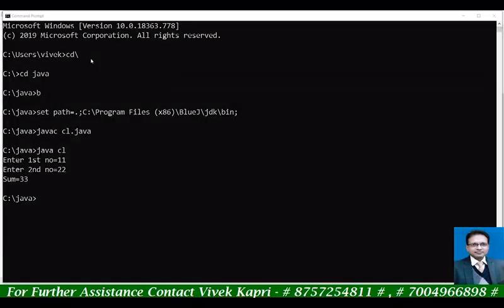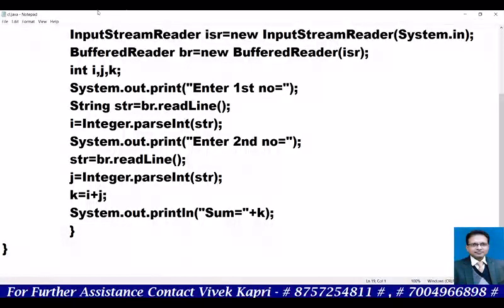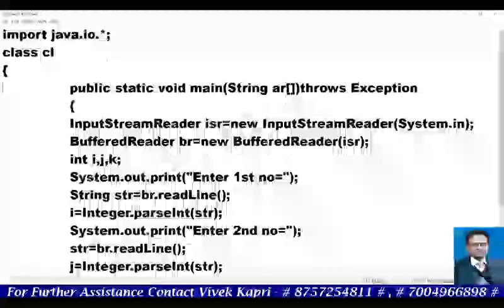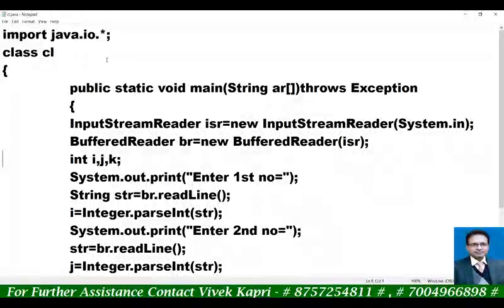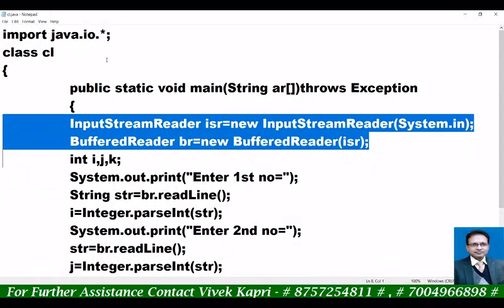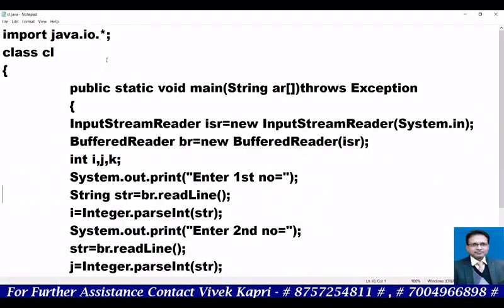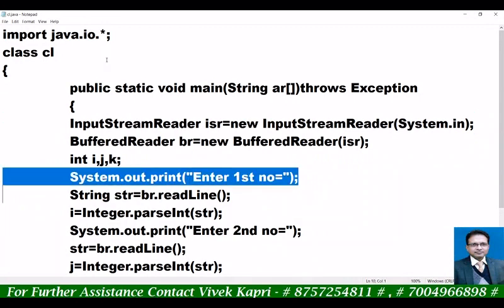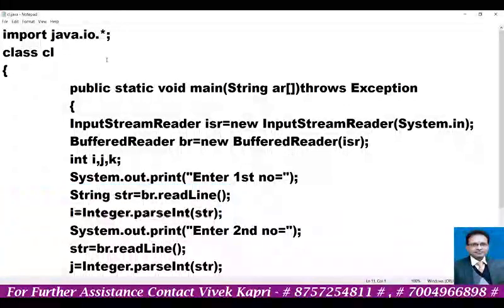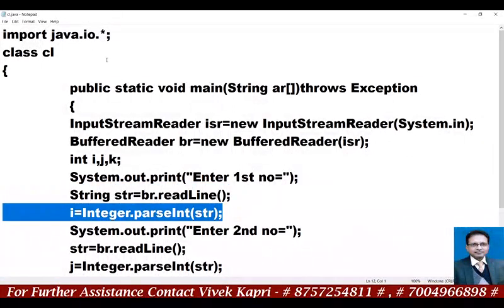Okay, so in this way we can use BufferedReader for input of an integer value. So what is the technique? First of all, declare the objects of the two classes InputStreamReader and BufferedReader. After that, while taking input, first take input in a string, and then in the second line convert the string into an integer by using Integer.parseInt.